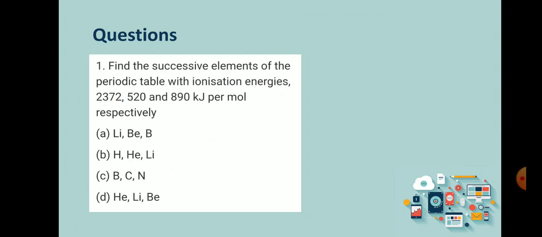Let us discuss some of the questions about this lesson. First question, find the successive elements of the periodic table with ionization energies 2372, 520 and 890 kilojoules per mole respectively. Option A, lithium, beryllium, boron. Option B, hydrogen, helium, lithium. Option C, boron, carbon, nitrogen. Option D, helium, lithium, beryllium. And the answer is option D, helium, lithium and beryllium.